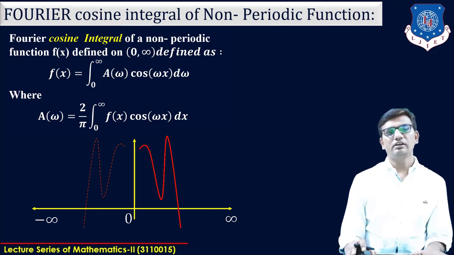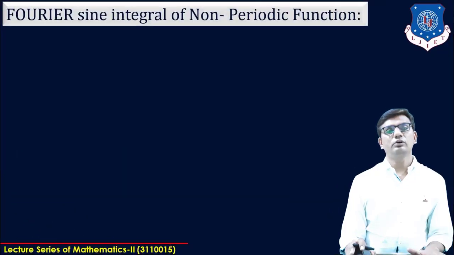Here we define our function on the negative side, minus infinity to 0, such that our whole function on minus infinity to infinity will be an even function. Then b(omega) is directly 0. So we can find the Fourier cosine integral given by this formula. Now the Fourier sine integral of a non-periodic function is given like this.